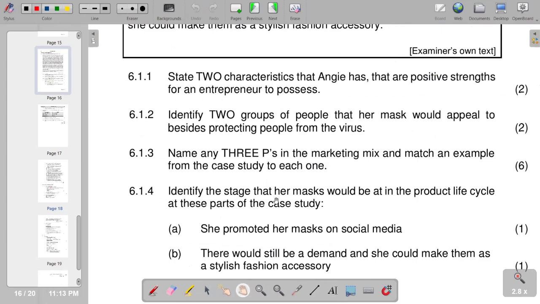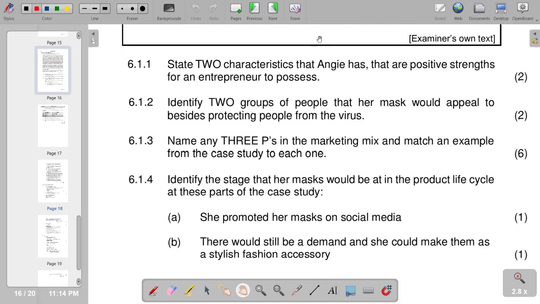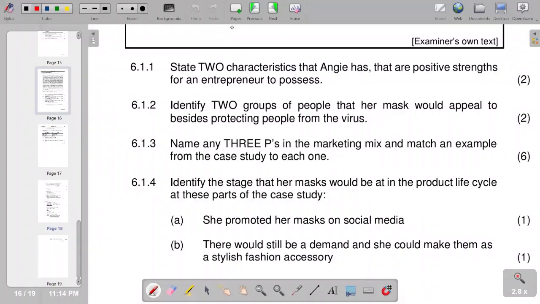Identify the stage that a mask would be at in the product life cycle in this part of the case study. She promoted her mask on social media. So we are supposed to identify the stage that a mask would be in the product life cycle. At this point, it would be the introduction stage. Then on B, there would still be a demand, and she could make them a stylish fashion accessory. So this will be the maturity stage. So basically, that's what we have.